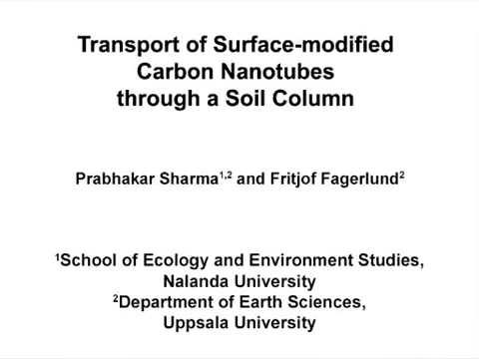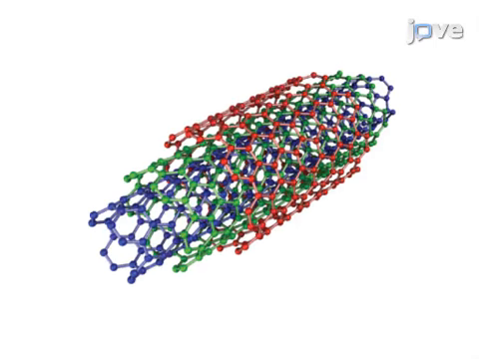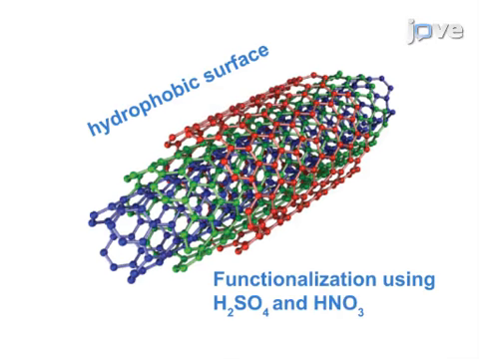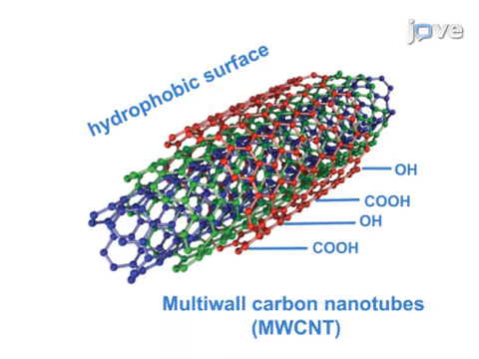The overall goal of the following experiment is to demonstrate a method for surface modification of multi-wall carbon nanotubes, along with laboratory-scale column experiments for transport, retention, and remobilization of the surface-modified carbon nanotubes. Functionalization of commercially available carbon nanotubes is achieved by adding carboxylic and hydroxyl functional groups to the nanoparticle surfaces.